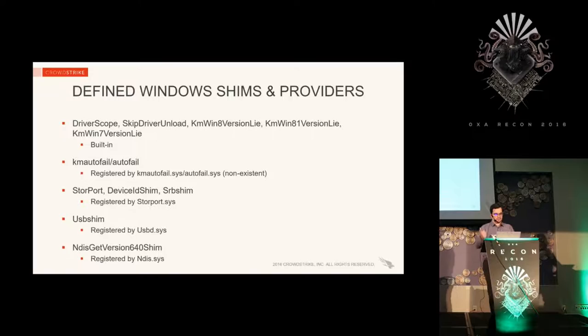Then there's two interesting ones called KM autofail and autofail, which are meant to be registered by KM autofail.sys and autofail.sys, but those don't actually exist. Then Storeport, Device ID Shim, and SRB Shim are registered by Storeport.sys, which is the Windows storage driver. USB Shim is registered by USBD.sys, which is the generic library that all USB devices use. And NDIS get version 640 Shim is registered by NDIS, which is the network driver.